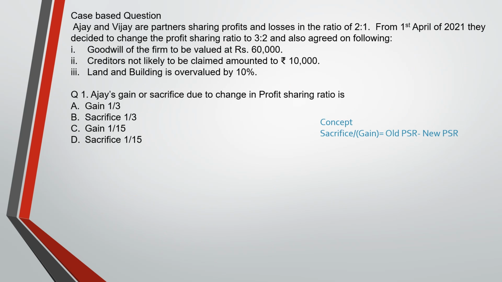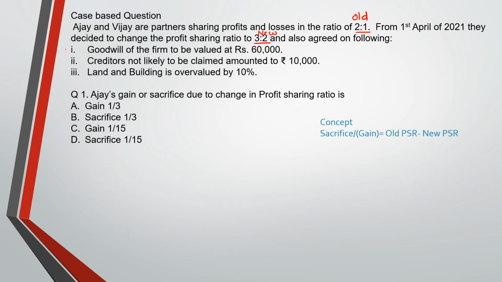Now moving on, we will go to the case-based questions. So now here a case has been given and a few questions would be on that particular case. Let us look at that. Ajay and Vijay are partners, sharing profits and losses in the ratio of 2:1. From 1st April of 2021, they decided to change the profit sharing ratio to 3:2. This was the old profit sharing ratio. This is the new profit sharing ratio. And they also agreed on the following.